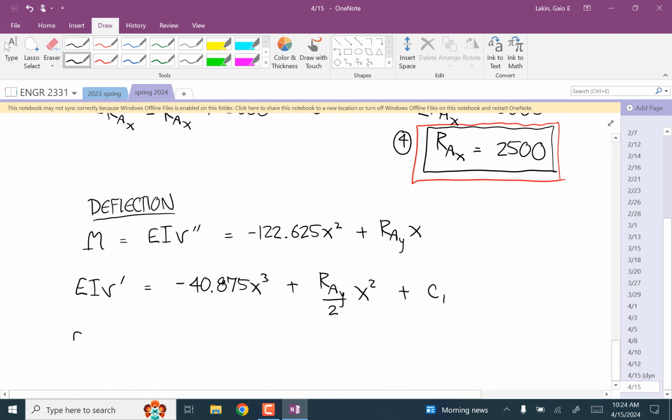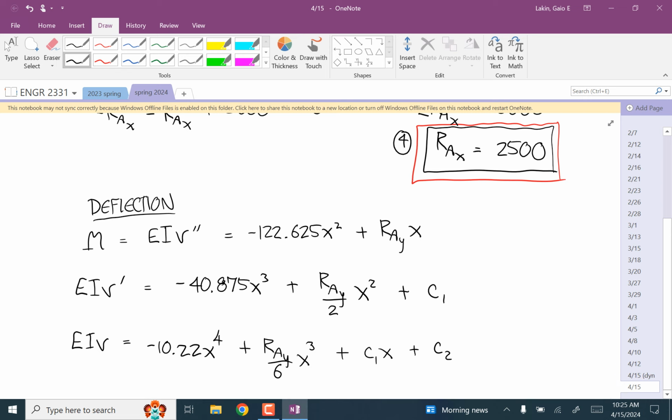Now integrate both sides again. EIV is equal to negative 10.22 x to the fourth plus RAY over 6 x cubed plus C1x plus the second constant of integration, C2. And now we think about the boundary conditions.